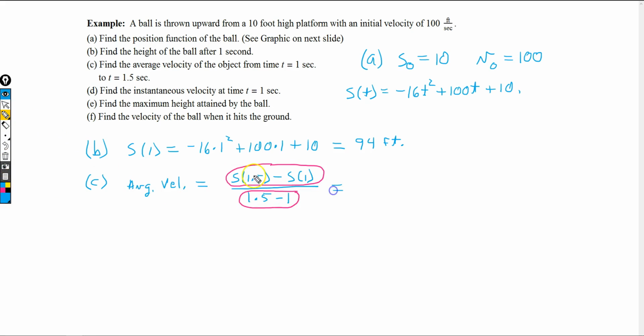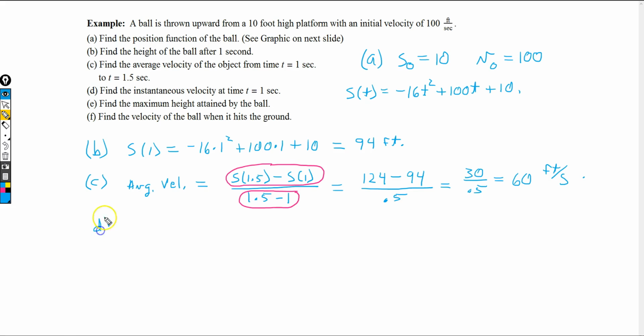Now, if we evaluate s of 1.5, put 1.5 in here for t, you're going to get 124. If you put 1 in here, you're going to get 94, and then divided by half a second. So that's going to be 30 divided by 0.5, and that's going to be 60 feet per second. Alright, so that's our answer to part C.